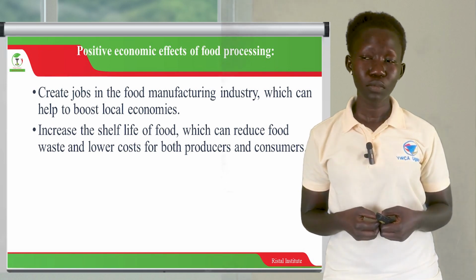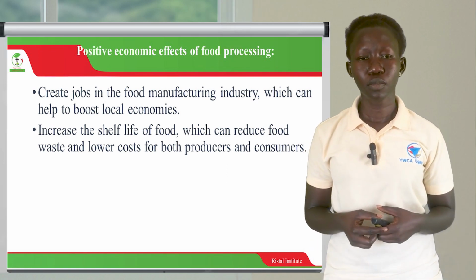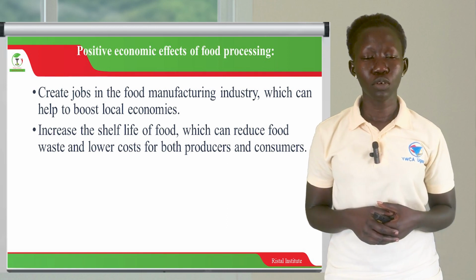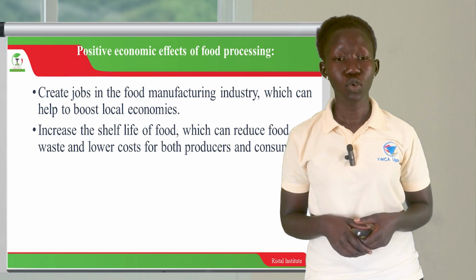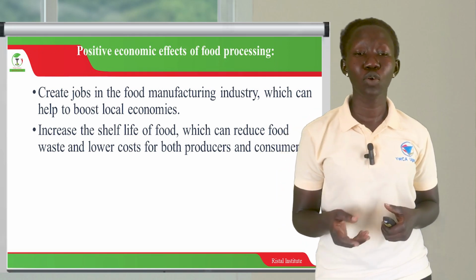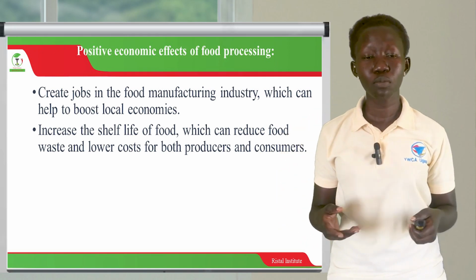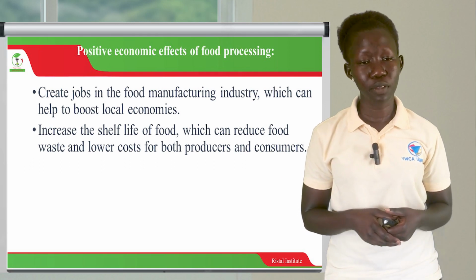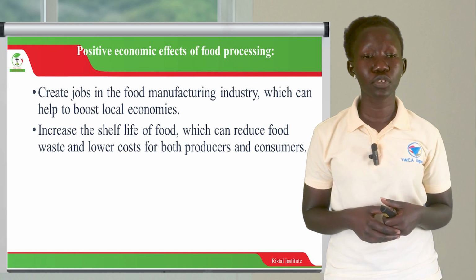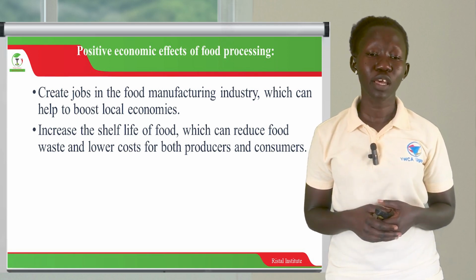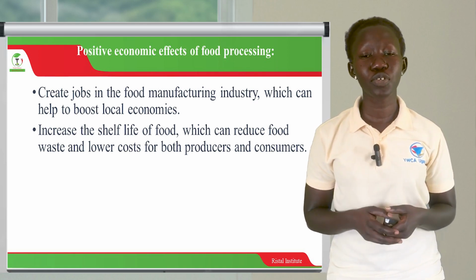terms of the economy. For example, food processing can create jobs in the food manufacturing industry, which can also help to boost local economies. The more jobs, the better standards of living. Food processing also increases the shelf life of food, which can reduce food waste and lower the costs for both the producers and consumers.